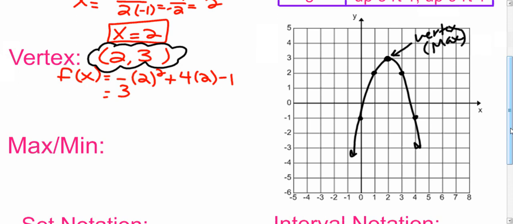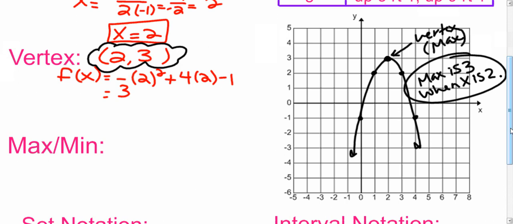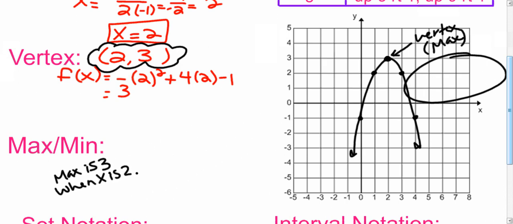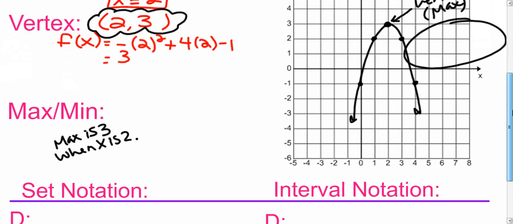Okay, this is what I can say. I can say that my maximum value is 3, that's the highest it gets, when x is 2. Okay, that's what I can say about that. And I actually could take that and drag it right over there to answer that question. The maximum value is 3 when x is 2.